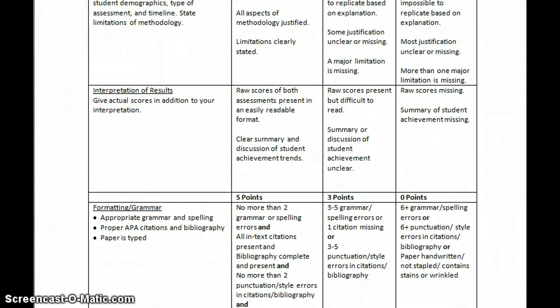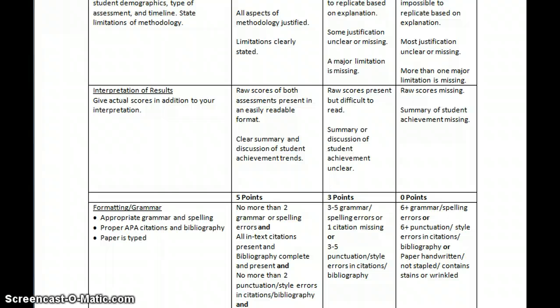And then interpretation of results. I would like to see your raw scores and tell me your discussion. So you're going to give me in some format the raw scores. Make sure it's easily readable. So a chart would be great. Something that I can look at and very easily tell what the first test before implementation was, what the second test after implementation, what those results were. You really make sure that's nice and clear and easy to read, and the actual raw scores are there, not just a compilation. I'd like to see actual raw scores.